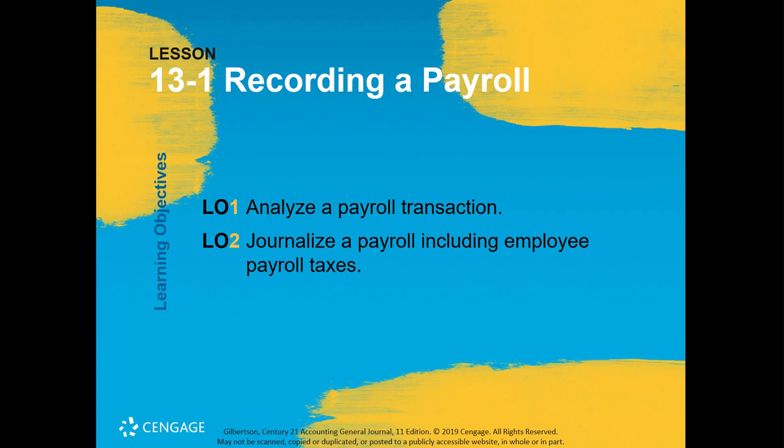Chapter 13 is going to take a look at what we do after we have payroll calculated and we've paid our employees. We have not yet affected any accounts for payroll, so that's what Chapter 13 looks at, taking the information from our payroll register and journalizing transactions for it. Our two learning objectives for section 13.1 are to be able to analyze payroll transactions and to journalize payroll, including employee payroll taxes.